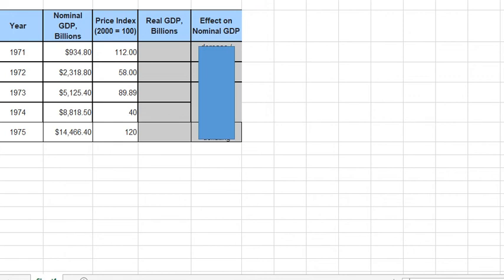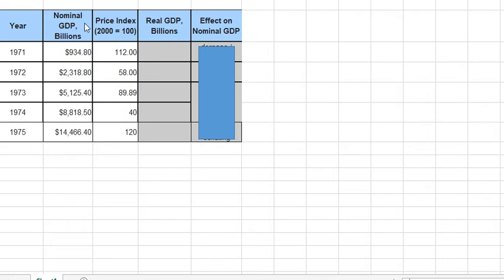Today I'm going to show you how we can calculate real GDPs and analyze the impact on nominal GDP by looking at the real GDP numbers for corresponding years. So here is a data table given where there are three columns of data: years 1971 through 1975.